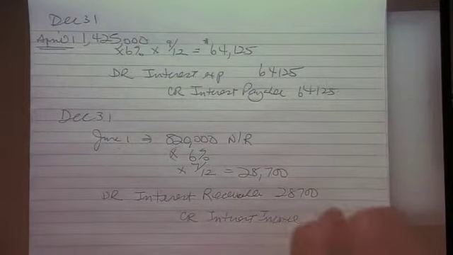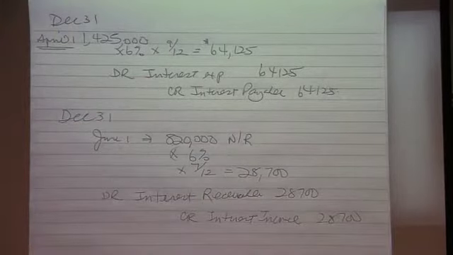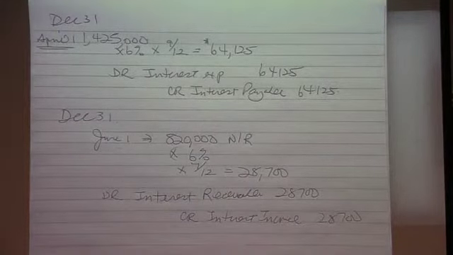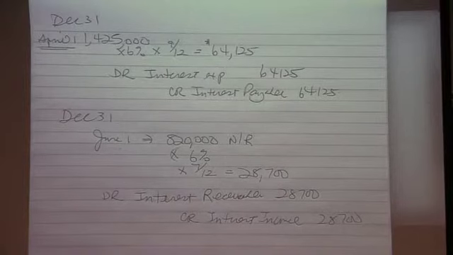Now, under the multi-step income statement, interest income and interest expense are captured under the other section, other income and expenses, along with gain on sale of capital assets. So all of that will be captured under the other income and expenses.